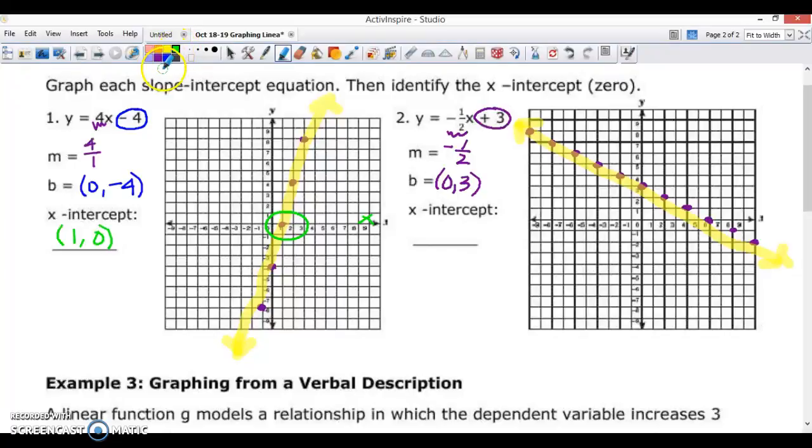And then finally, your x-intercept is where it crosses the x-axis, and that would be 6, 0.